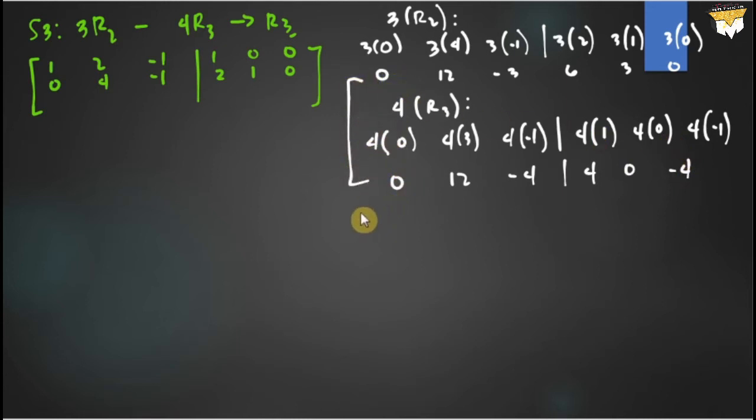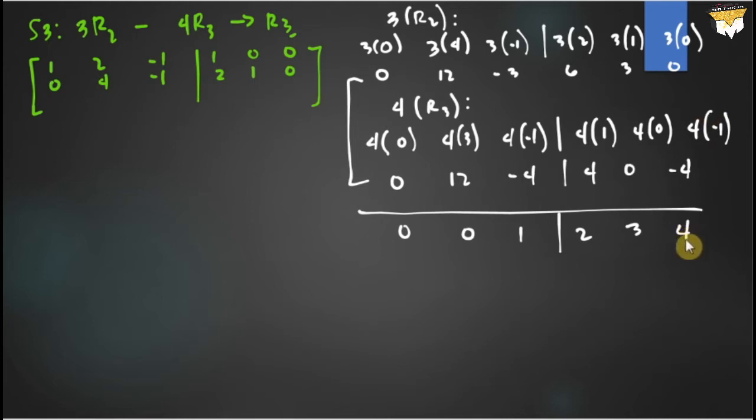Subtract natin 0 minus 0. Of course, that's 0. Then 12 minus 12 is 0. Negative 3 minus 4. Diba? That will become addition. Pero magiging unlike sign sila. So, that will be equal to positive 1. Okay, so that will be negative 3 plus 4. So, that's positive 1. Then 6 minus 4 is 2. Then 3 minus 0 is 3. Then we have 0 minus negative 4 is positive 4.